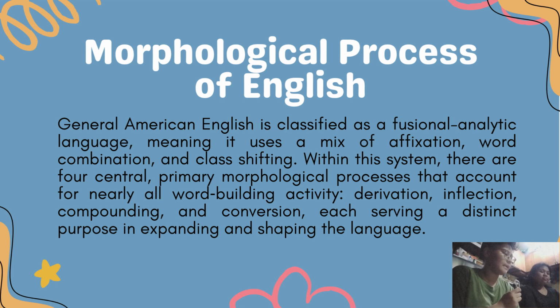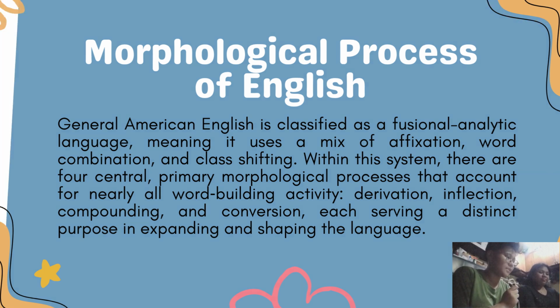The second one is inflection. It adds endings for grammar, like cat becomes cats, walk becomes walked. Third is compounding. It joins words like sun plus glasses equals sunglasses. Lastly, we have conversion, which shifts function without change. An example is email, which is a noun, to email, which is a verb.